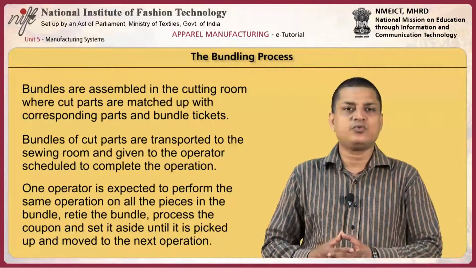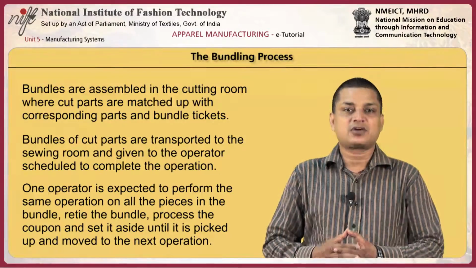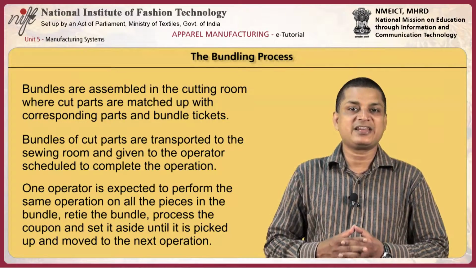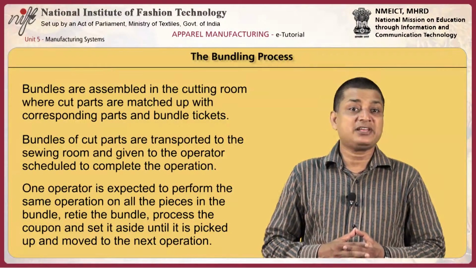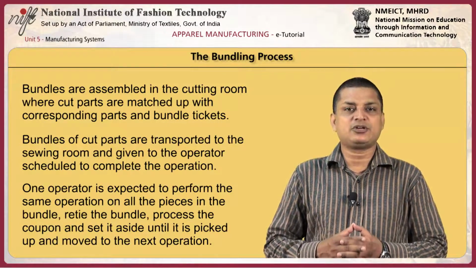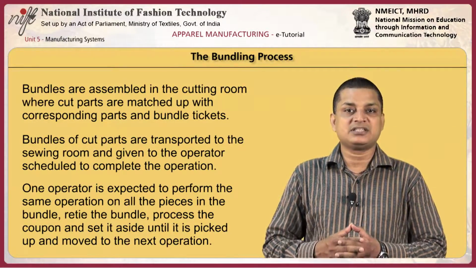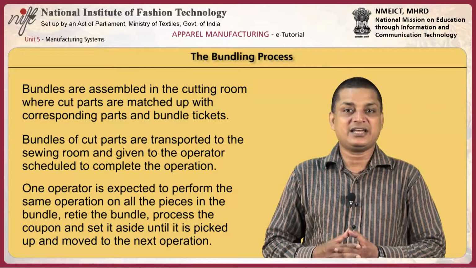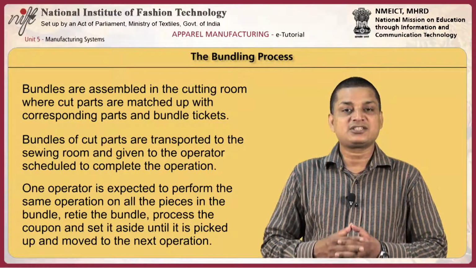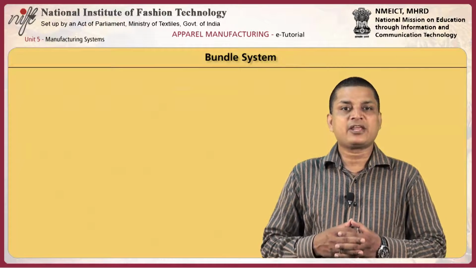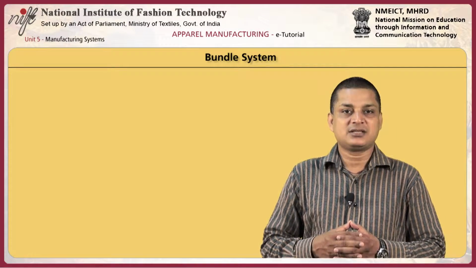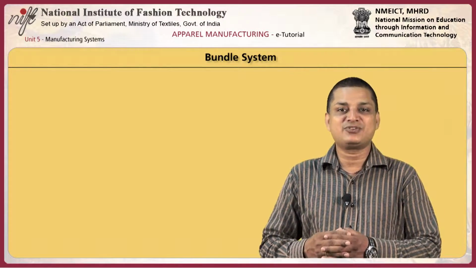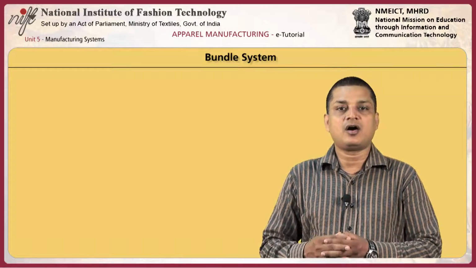Bundles are assembled in the cutting room where cut parts are matched up with corresponding parts and bundle tickets. Bundles of cut parts are transported to the sewing room and given to the operator scheduled to complete the operation. One operator is expected to perform the same operation on all the pieces in the bundle, retie the bundle, process the coupon and set it aside until it is picked up and moved to the next operation. A progressive bundle system may require a high volume of work in process because of the number of units in the bundle and the large buffer of backups needed to ensure a continuous workflow for all operators.